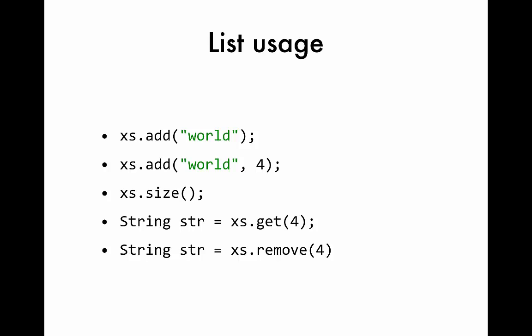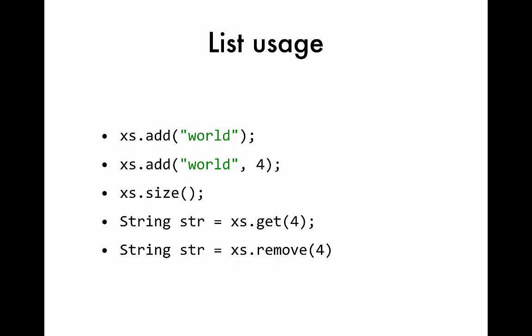To use a list, you have to call methods. Unlike arrays, there's no special syntax. If you want to add an element to the end of the list, you call the add method. If you want to add an element at a particular index in a list, you call the add method with 2 arguments. Note that Java lists, like Java arrays, are indexed starting from 0. So the element at index 4 in this list is the 5th element.